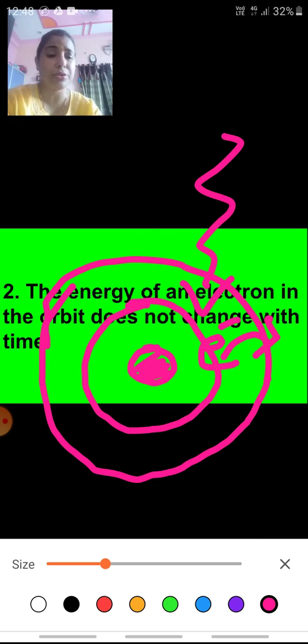Now one thing you have to remember, it cannot remain in the higher orbit for more time. It becomes unstable here, so it jumps back to its original orbit, and at the time of coming back, it will give out the same amount of energy which it absorbed during the process of going to the upper orbit.